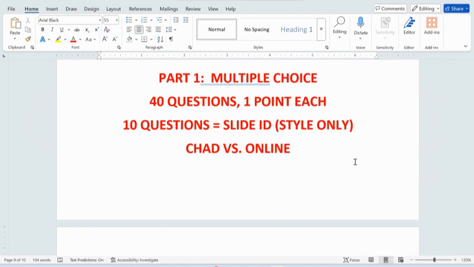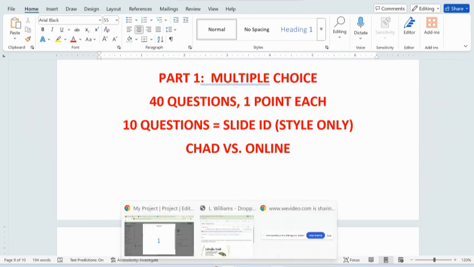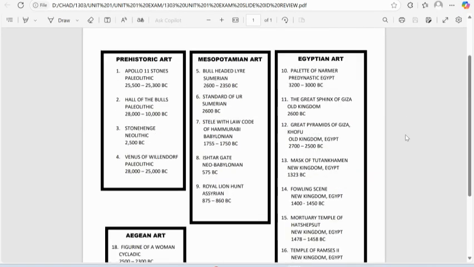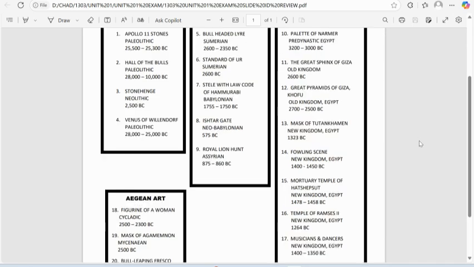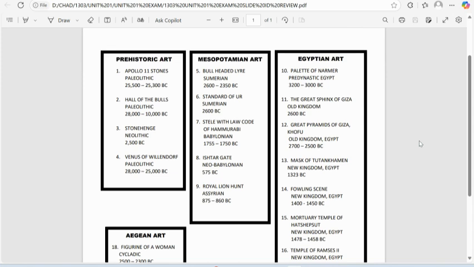All right, so let me introduce you to the slide ID. There are 20 works of art that I want you to memorize for the slide ID portion of the test, which I'll talk about in a second. For this first part of the test, for part 1, I only want you to memorize the style of it. So know the picture and the style. Then when we actually do the slide ID portion of the test, I want you to memorize all of it. And it's rote memorization.